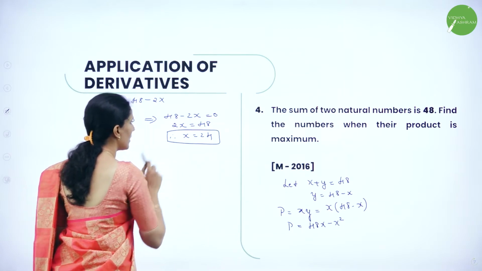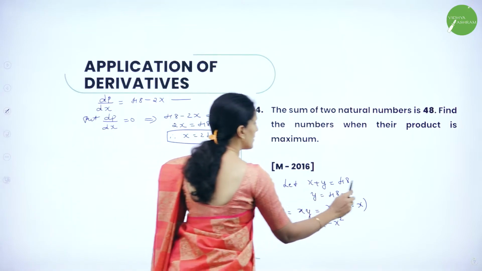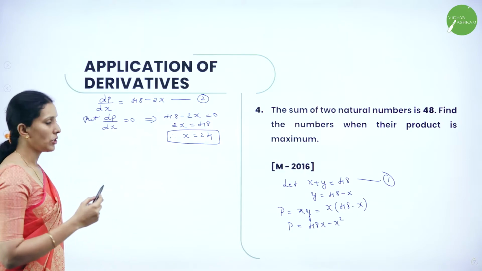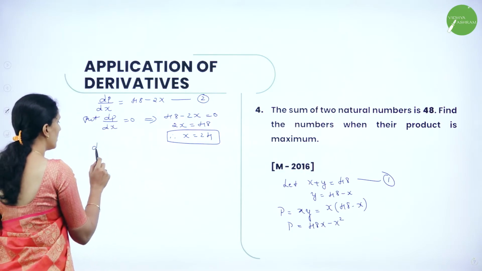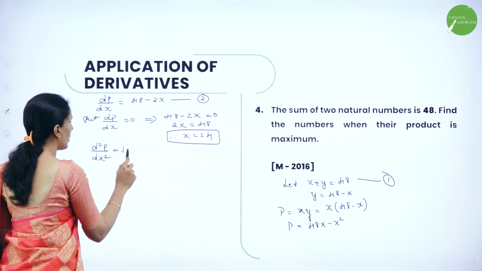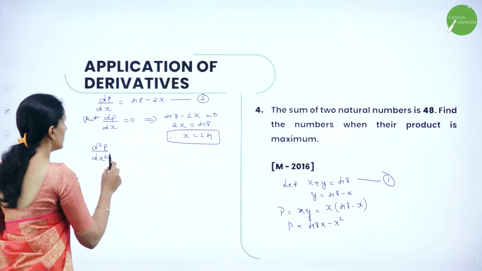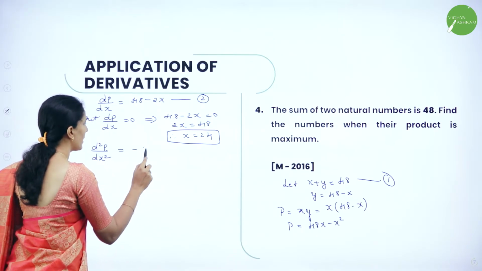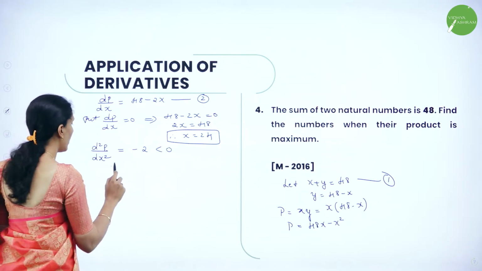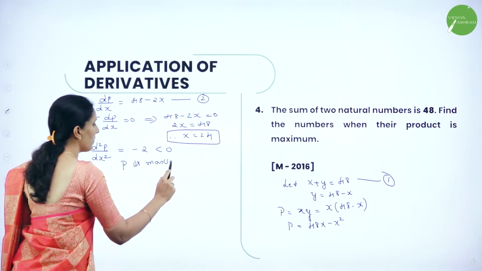Now we have x is equal to 24. Let me take this as equation 1, this as equation 2. Now derive equation 2 again, then it becomes d square P by dx square, which is 0 minus 2, which is less than 0. Less than 0 means it is negative. So therefore we can say P is maximum. That is, their product is maximum.